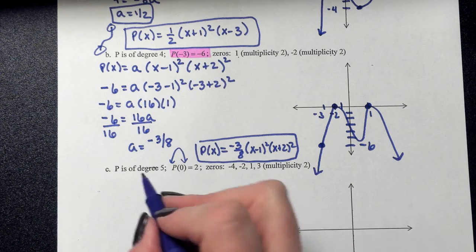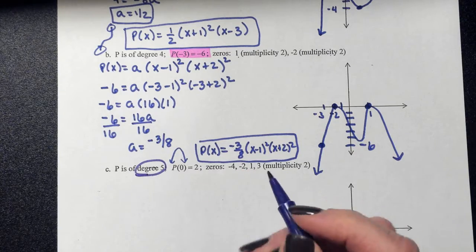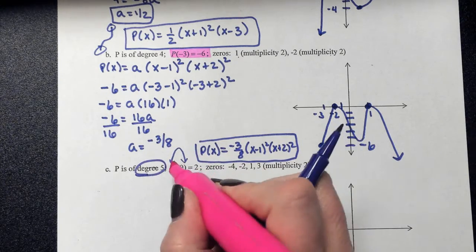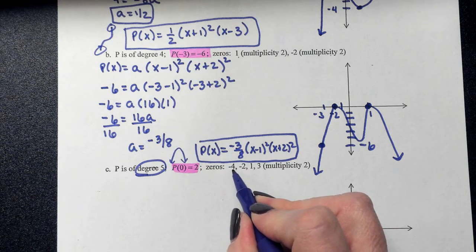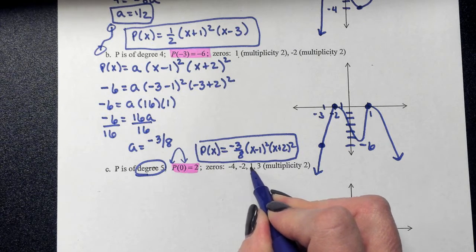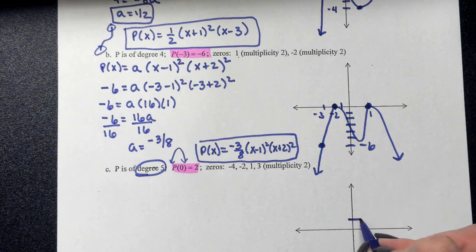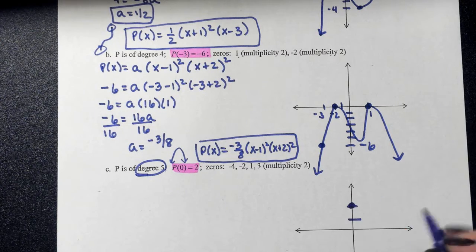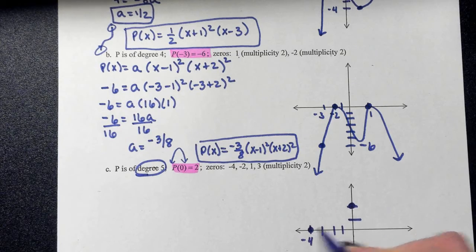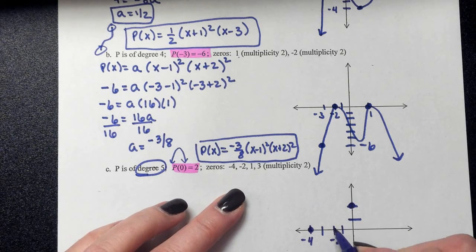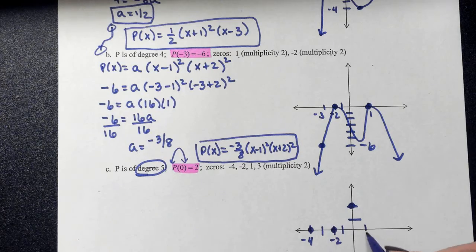So my last one, they're telling me I have a degree of 5. Again, they're giving me that point 0, 2. Again, they're giving me my zeros of -4, -2, 1, and 3. I have a 0 at -4. I have a 0 at -2. I have a 0 at 1, and then another one at 3. And notice at 3, this is where I'm going to touch.